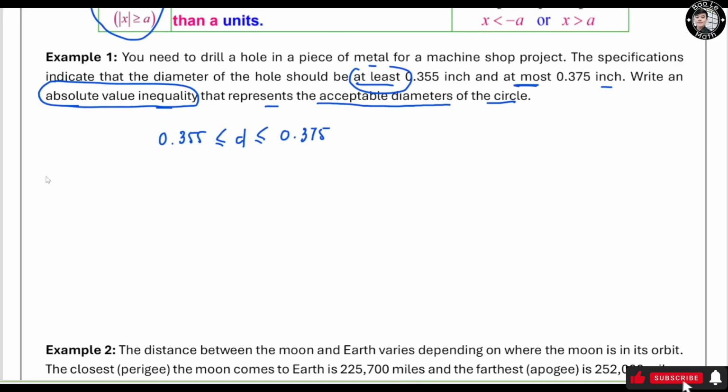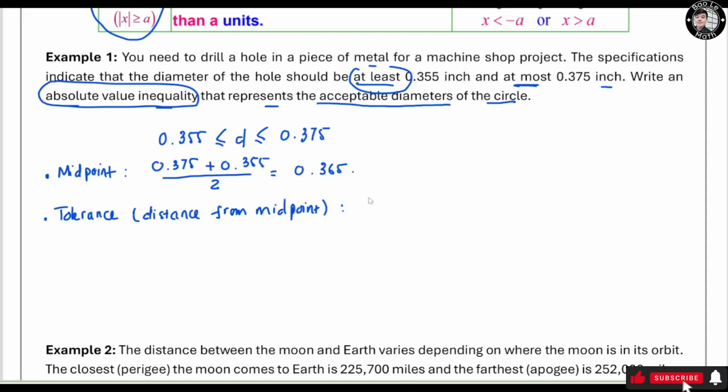Now, step number 1. We're gonna find the midpoint. We're gonna find the average of the maximum and minimum, so it could be 0.375 plus 0.355 divided by 2, right? It's gonna be 0.365.